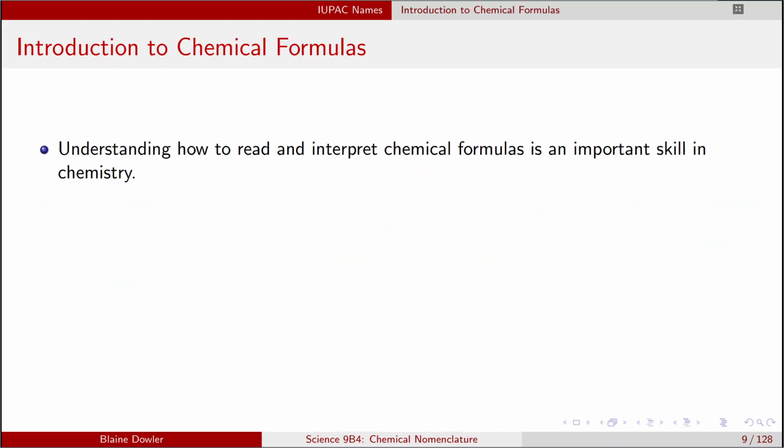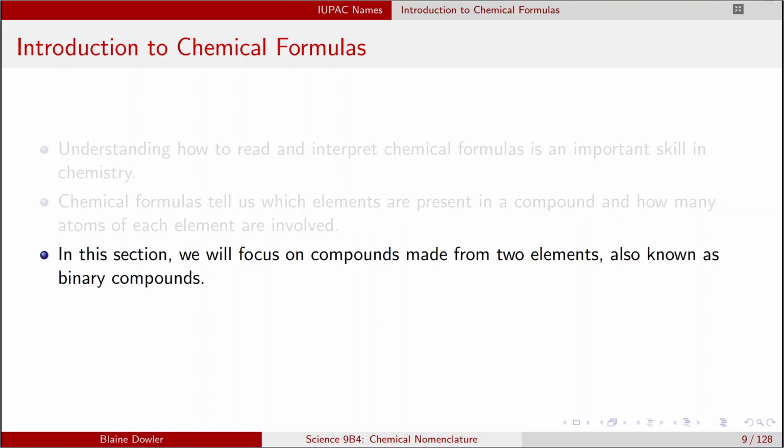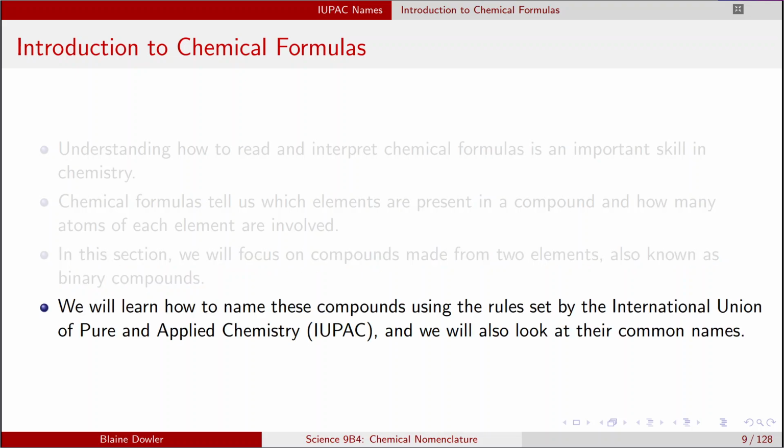Introduction. Understanding how to read and interpret chemical formulas is an important skill in chemistry. Chemical formulas tell us which elements are present in a compound and how many atoms of each element are involved. In this video, we will focus on compounds made from two elements, also known as binary compounds. Binary meaning two, that bi like in bicycle means two. We will learn how to name these compounds using the rules set by the International Union of Pure and Applied Chemistry, IUPAC, and we will also look at their common names.